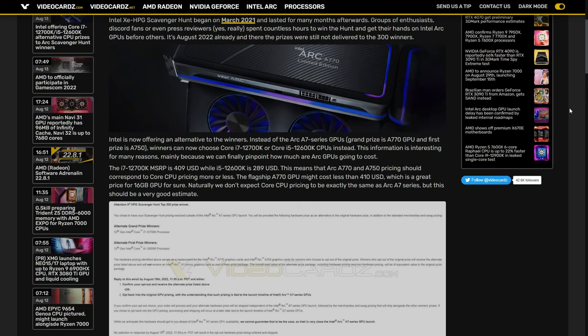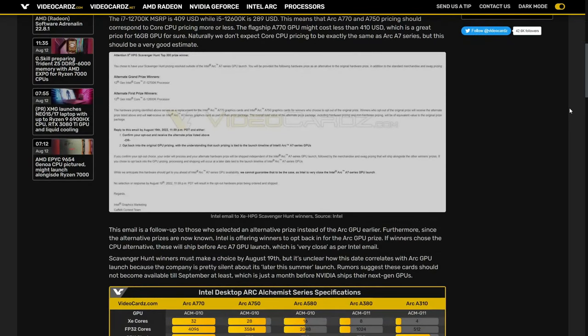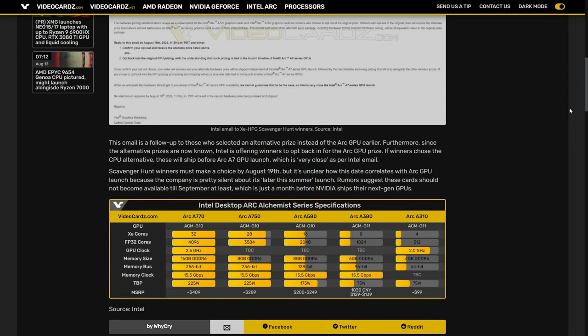And from the looks of it, the Arc A770 might be going for 400 to 410 USD, which is basically what was expected for some time now. And the Arc A750 will be somewhat cheaper. So this actually puts the Arc A750 at 290 USD, which is almost along the lines that we have been hearing rumors about for the pricing. And the thing is that the scavenger hunt winners have to make a choice by August 19th. The bad thing is that the 13th generation comes in just around a month from now, on September 27th or 29th, something like that. So the people will be getting an, quote unquote, obsolete product when they choose to do it.